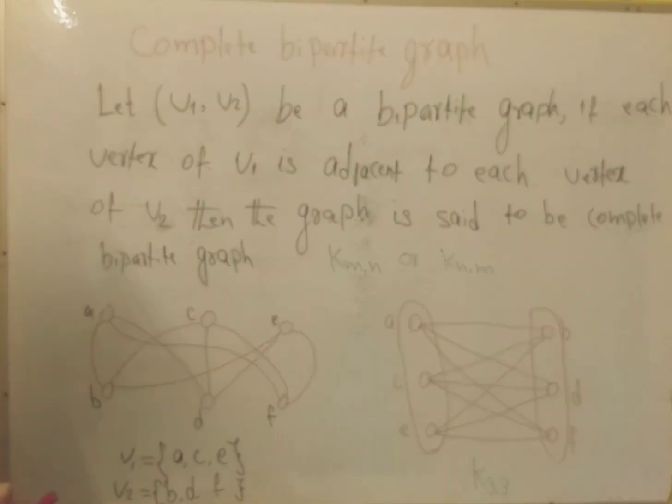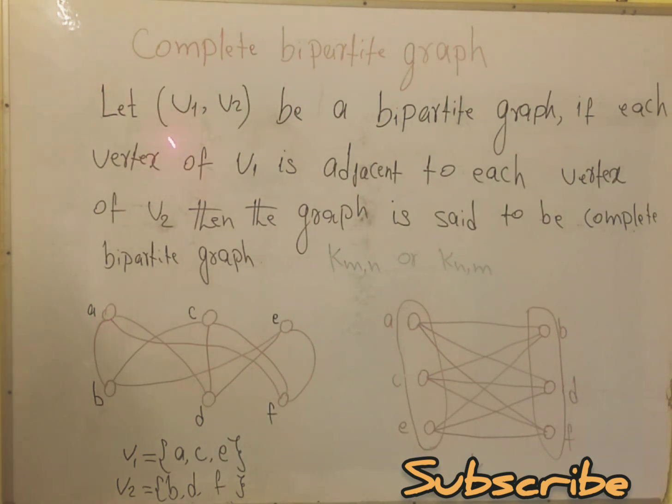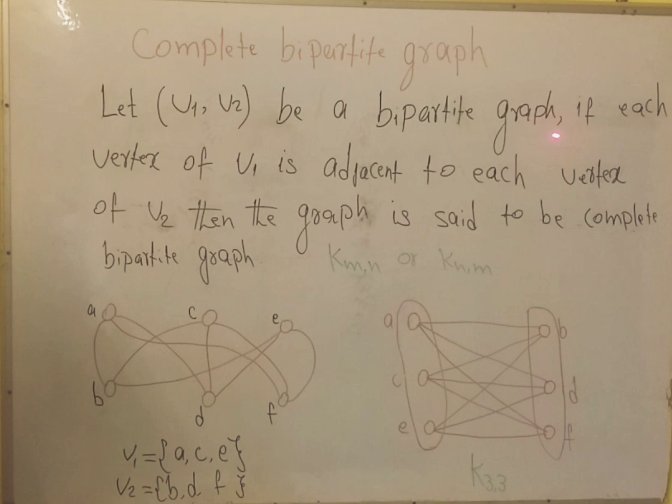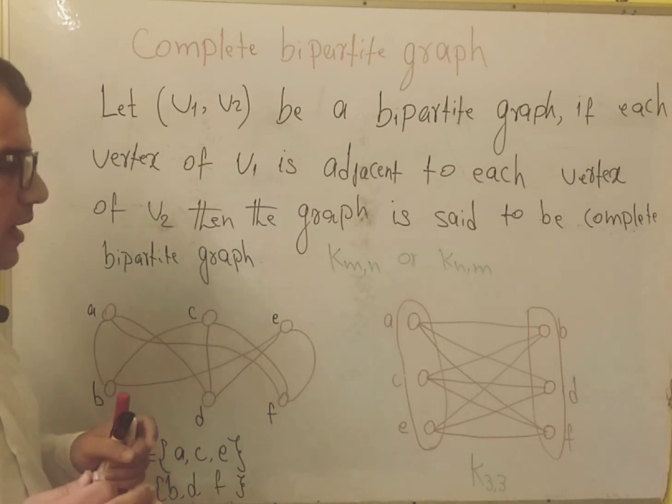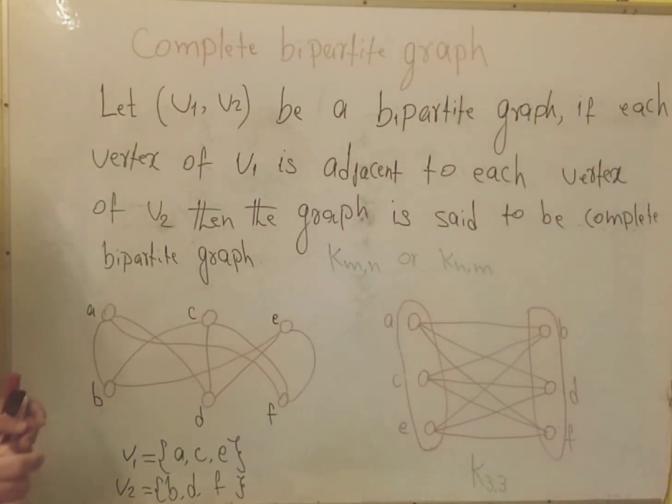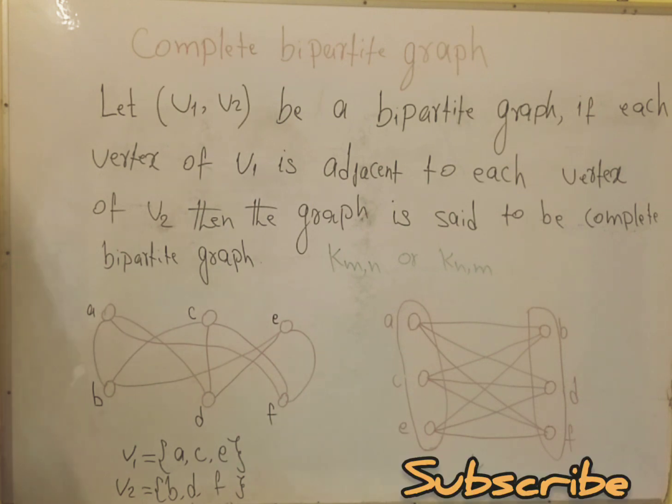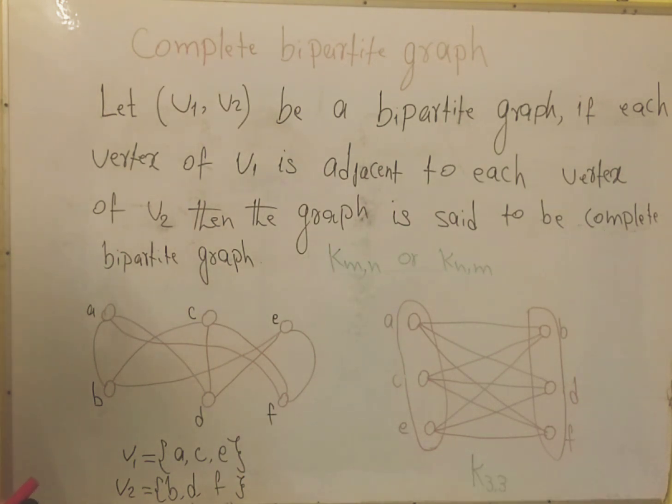Complete bipartite graph: suppose V1 and V2 form a bipartite graph. If each vertex of V1 is adjacent to each vertex of V2, then the graph is said to be a complete bipartite graph. If V1 and V2 have m and n elements, then we denote the complete bipartite graph by K_mn or K_nm.